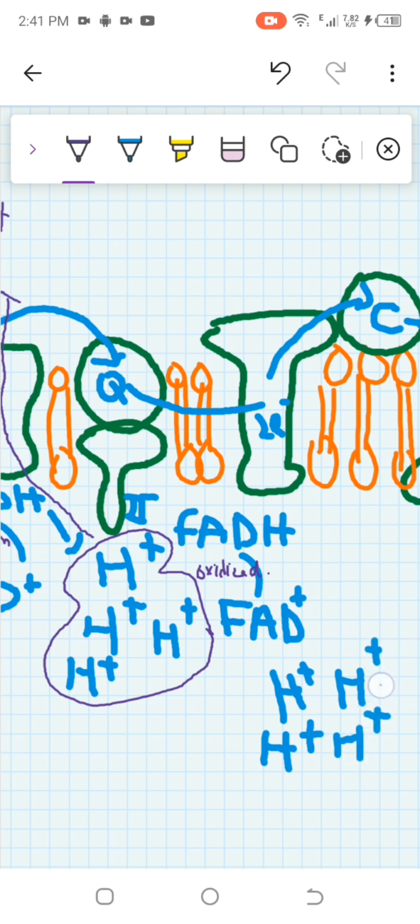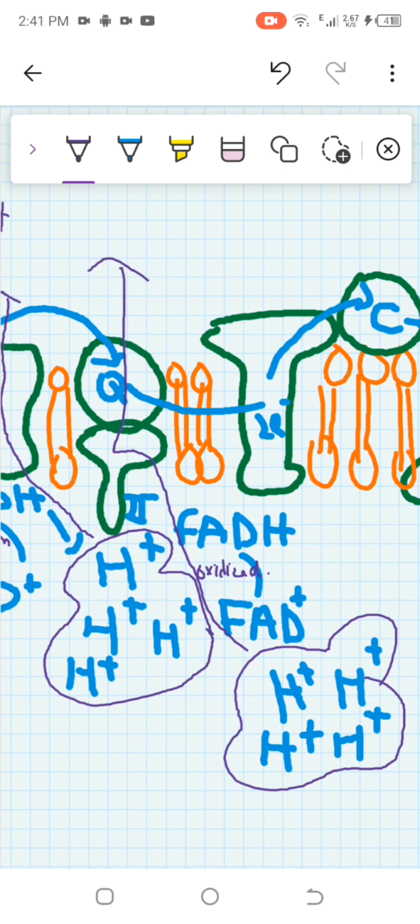Now these 4 protons are also thrown by complex 2 into the matrix of mitochondria. Here we have 4 H positive. Fine. After that, FADH electrons are accepted by complex 2. These 2 electrons will go to ubiquinone and then to complex number 3.